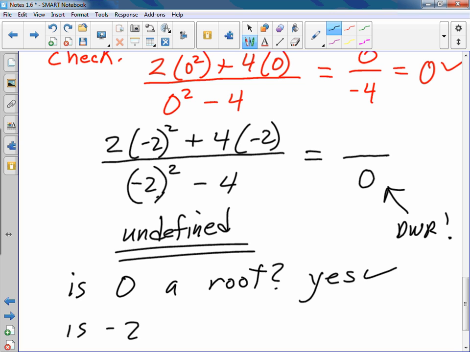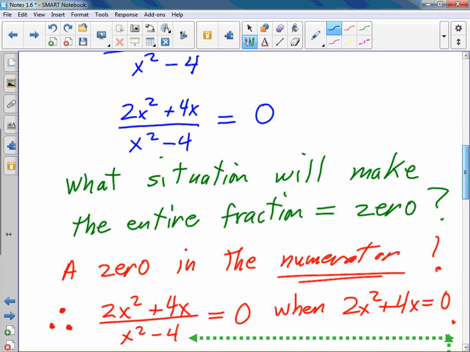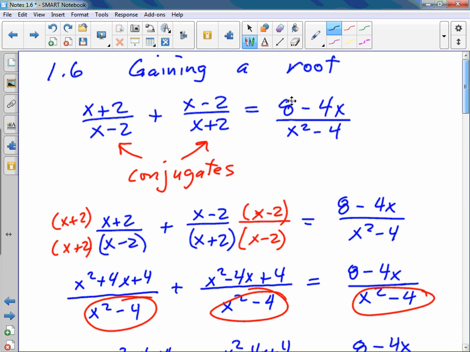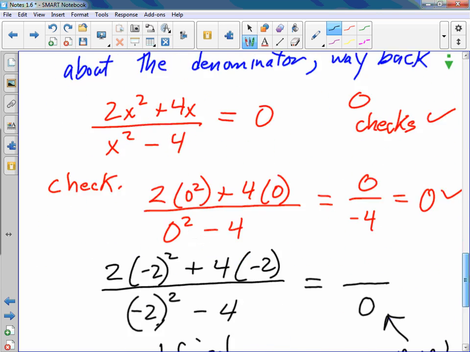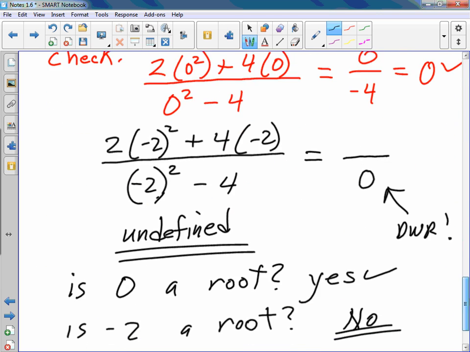Is -2 a root? No. -2 is not a root in the original equation, and you can check that too. I mean, we could have gone way back to the top, done the same thing. So even mathematically, this is normal. Mathematically, it's -2 is a root, but it is not a root.